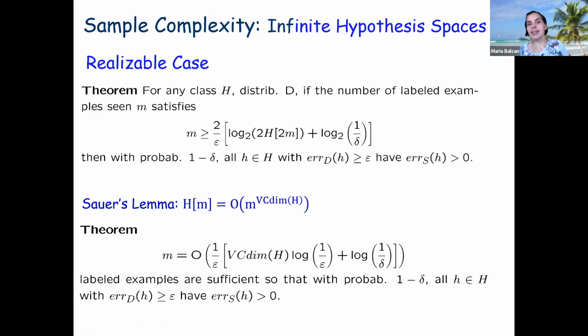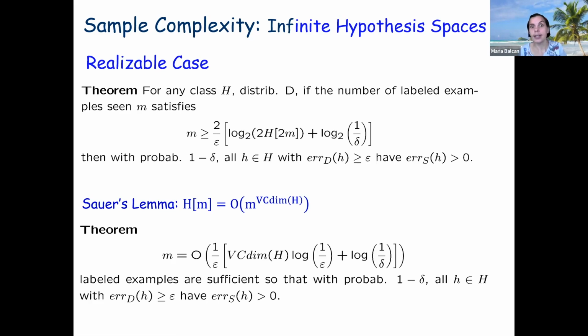To summarize, at least conceptually, because there are very interesting mathematical technical details, the key steps in transitioning from the case where H is finite to the case where H is infinite are these two. The first one is that I can replace the size of H with the shattering coefficient, which is basically an effective number of hypotheses, the maximum number of ways of labeling M points with concepts from my concept space. That's the first key point.